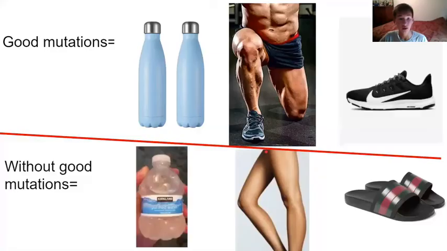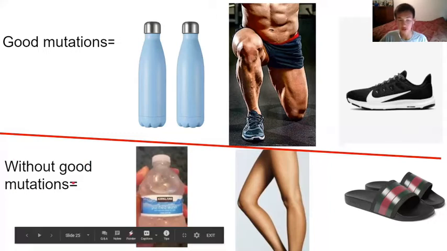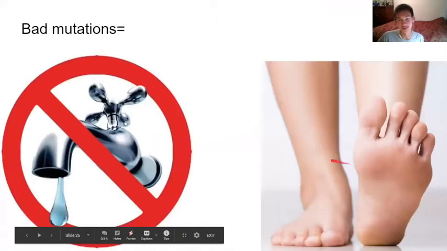Pretty simple. Here we have good mutations, right? Let's say you have 2 full bottles of water, you have this really muscular body here, and you have perfect running shoes. So that's going to give you the best ability to actually run and win this race. However, if you don't have the good mutations, but you don't have the bad mutations either, you just have this smaller bottle of water, you have these not so muscular legs, but they're okay, and then you just have these flip-flops to run in. However, if you have the bad mutations, you don't have any water and you're going barefoot.